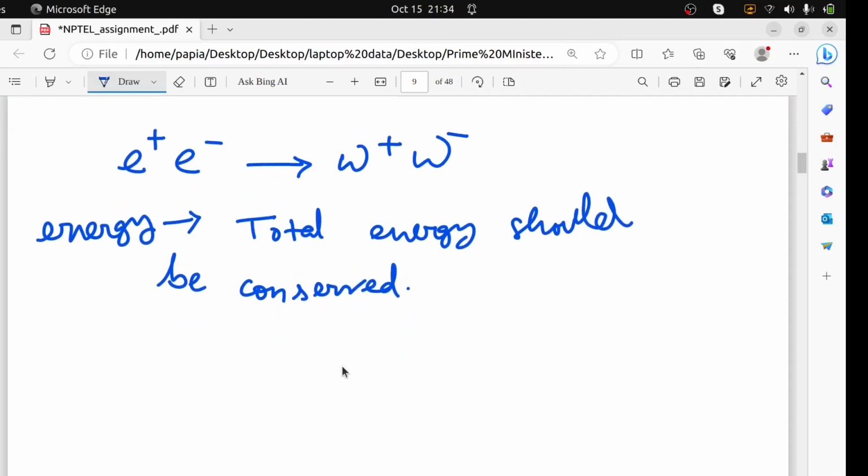So how to do that? We have to check that at the very first: is it possible or not? To check this, we have to check whether the total energy of this system is conserved or not. First of all, the initial total energy. What will be the total energy for the initial case? So first of all, let us take one assumption that these e+ and e- are at rest. If they are at rest, that means there is no kinetic energy, right?